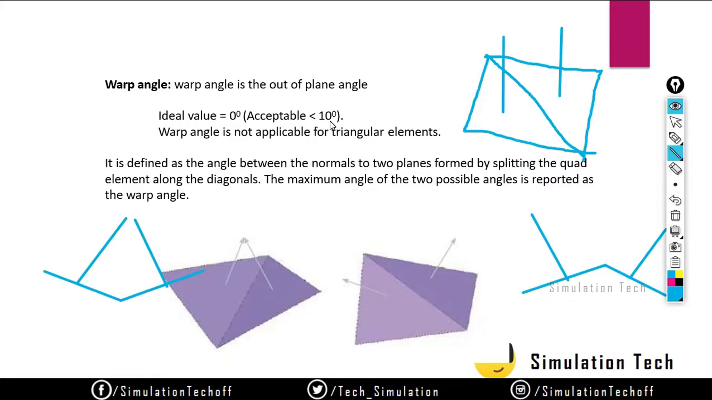What is acceptable? Less than 10 is acceptable. If you have a tilt, that is okay, but the tilt should be less than 10. If it is more than 10, we can't accept. Also, the warp angle is applicable only for quad elements, not for triangular elements. So warp angle is not applicable for triangular elements.